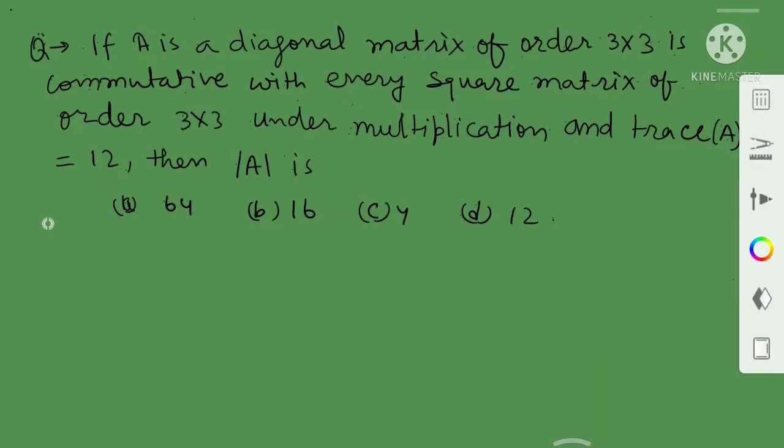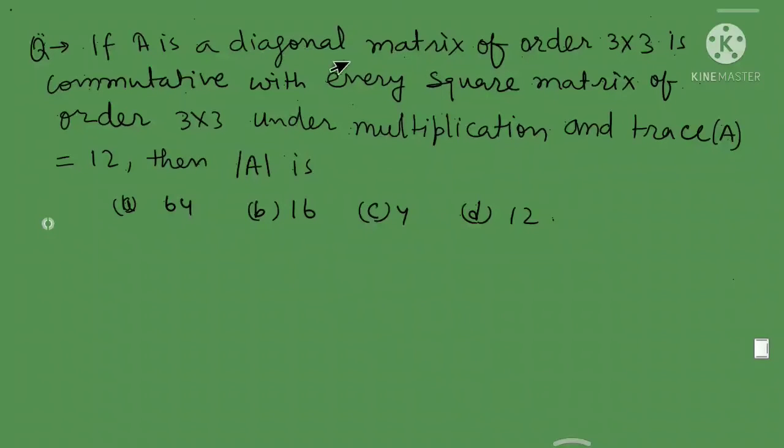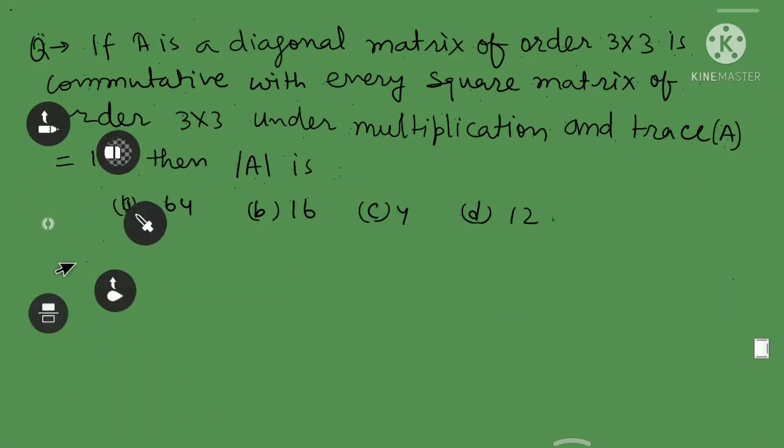Next question is: if A is a diagonal matrix of order 3 by 3 that is commutative with every square matrix of order 3 by 3 under multiplication, and trace A equals 12, then we have to find the determinant of A. Here it is given that A is a diagonal matrix of order 3 by 3 commutative with every square matrix. So let's start the solution.